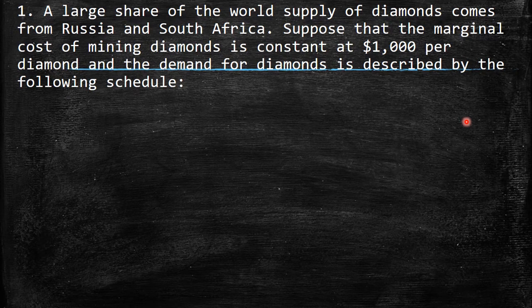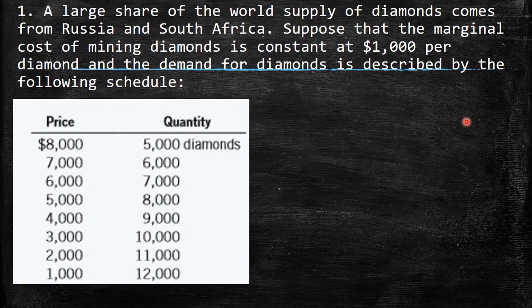So first, remember the definition of marginal cost: it is the cost of an additional unit of production, so each additional unit of that good represents an additional $1,000.